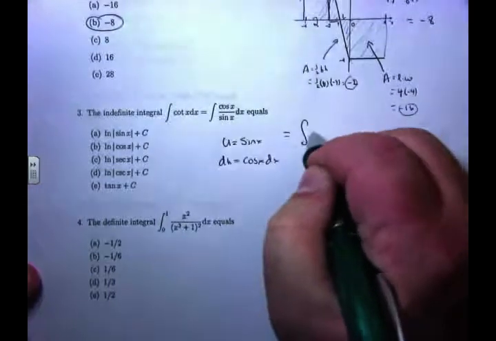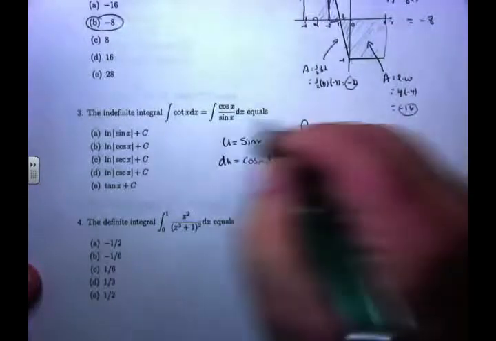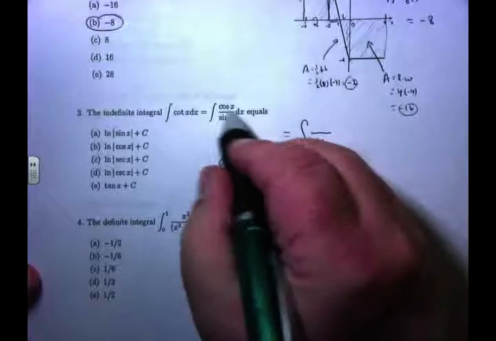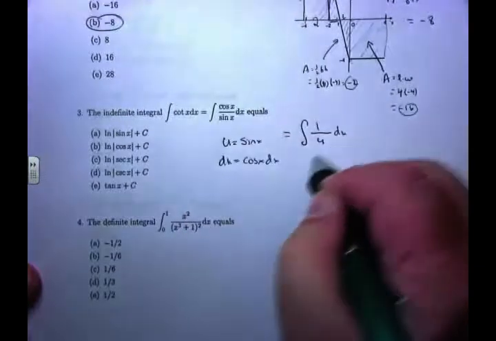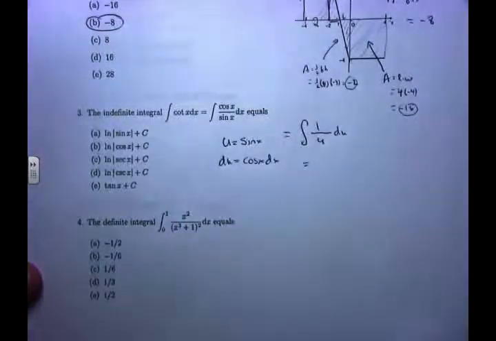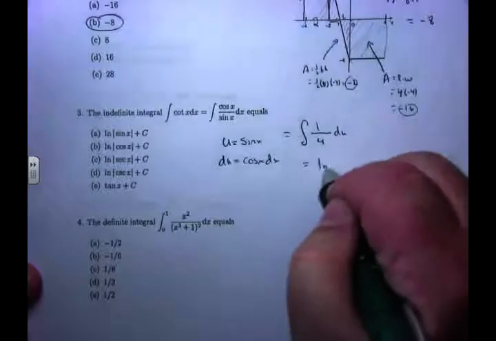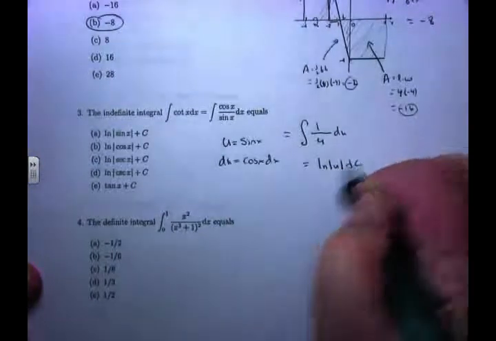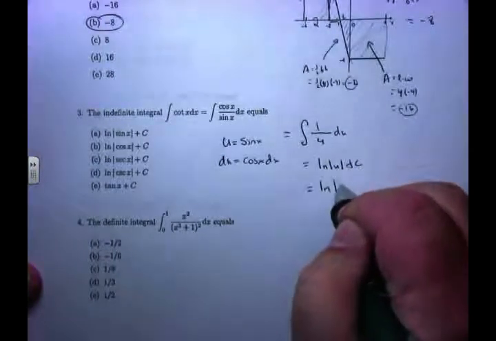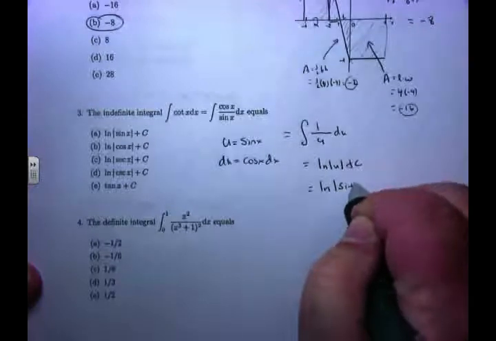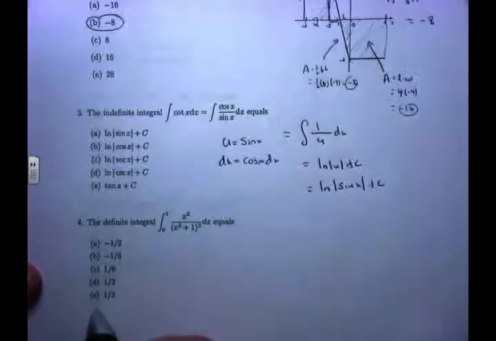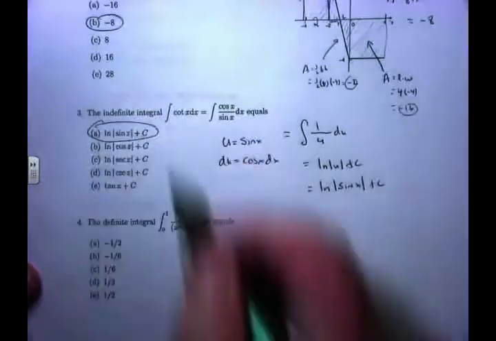So the substitution turns into, this is a division problem, sine of x, which is u, on the bottom, and the cosine of x dx is 1 du. The integral of 1 over u is the natural log absolute value of u plus c. Back substitution: natural log absolute value of the sine of x plus c, which is answer A.